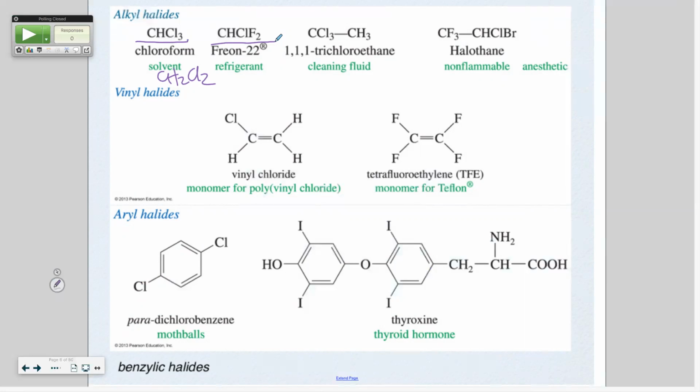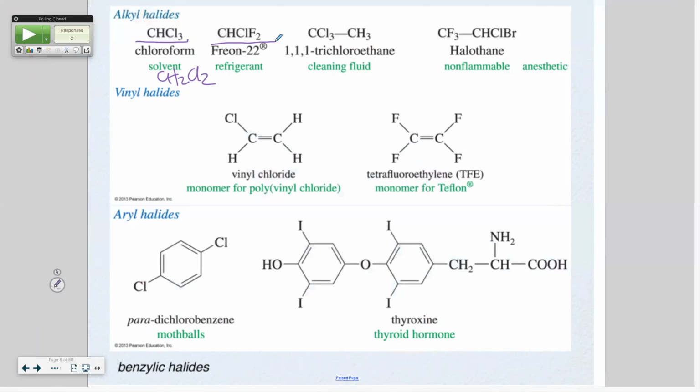This is vinyl chloride, the one I already showed you. And this is tetrafluoroethylene, which is used to make Teflon. A lot of the vinyl halides get used to make polymers, which you didn't do in lab, right? Aryl halides are, this is paradichlorobenzene, which is mothballs. So it has that distinctive odor, keeps the moths away.